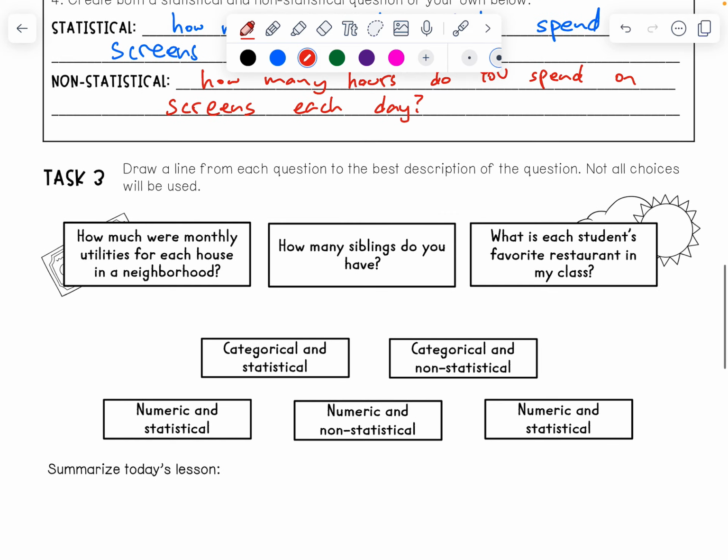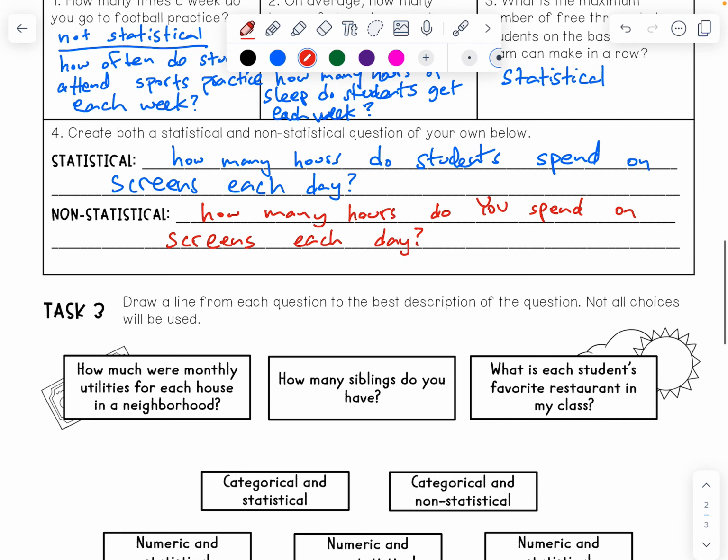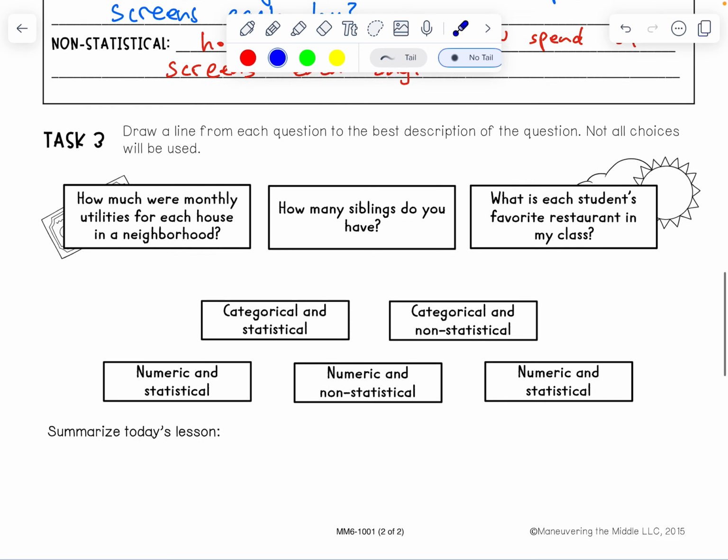All right, so statistical versus non-statistical, you need to be able to answer it with data, and you need to have answers that vary. It cannot just be a single answer. So for example, another non-statistical question could be, how old are 10-year-olds? Well, all 10-year-olds are 10 years old. So that's not a statistical question, even though the answers are numbers. Anyways, let's move on to task 3.